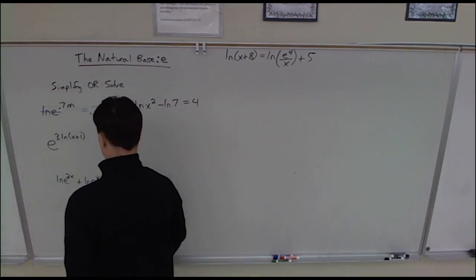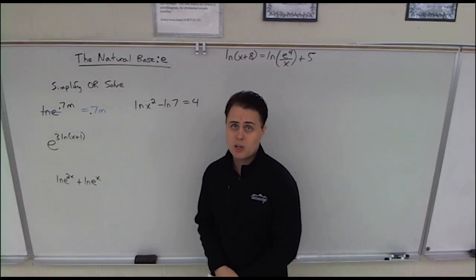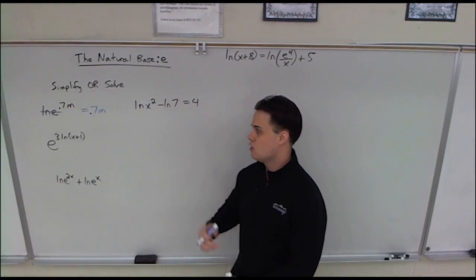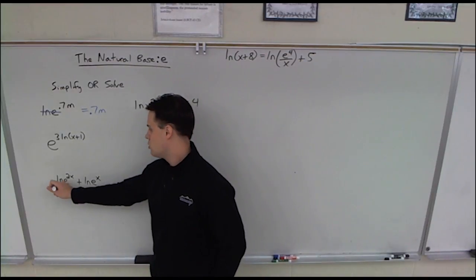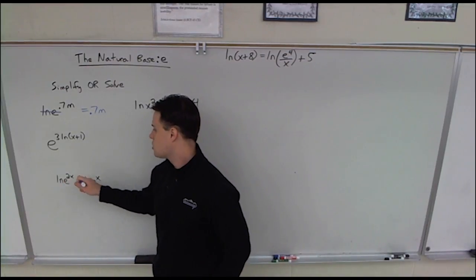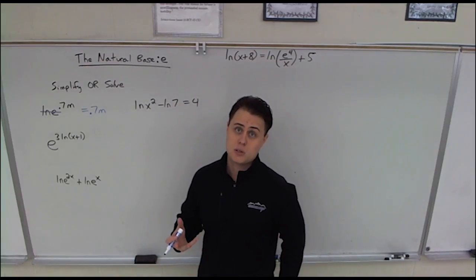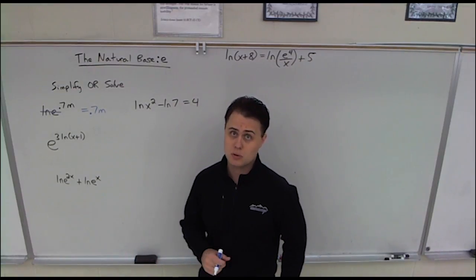Let's look at this third one here. So this one we've also got a couple options. You could realize, just like in the first one, that if you've got an exponential with the same base inside of a logarithm, they cancel. That chops and that chops. And you'd end up with 2x plus x, which is of course 3x.